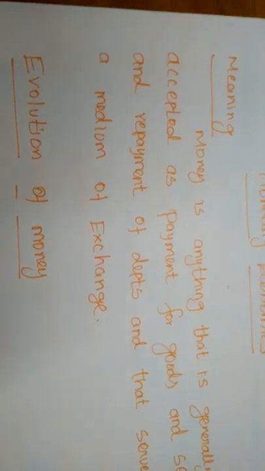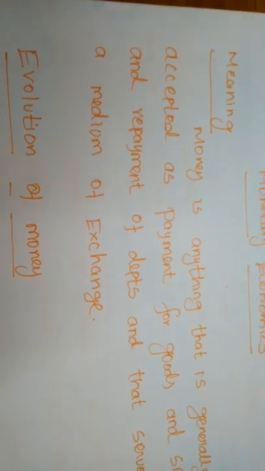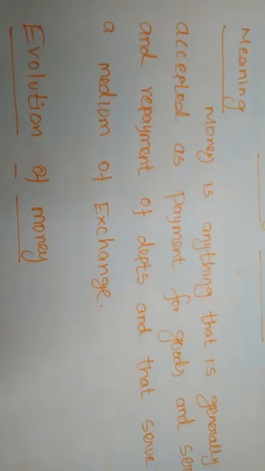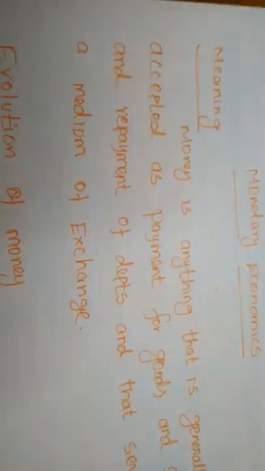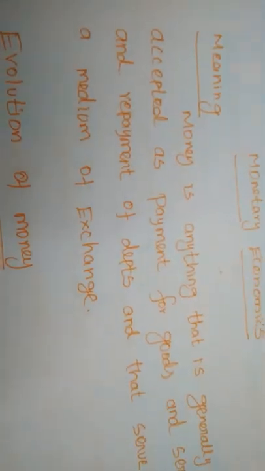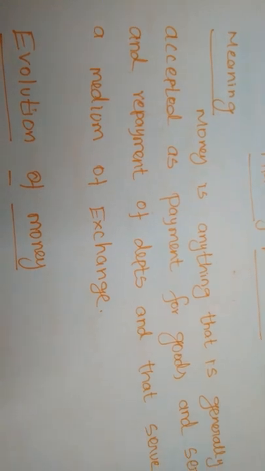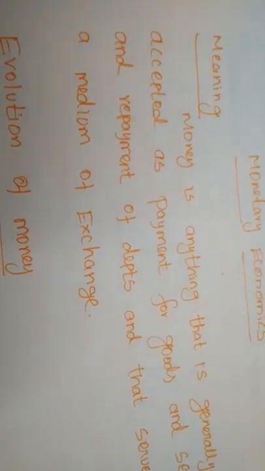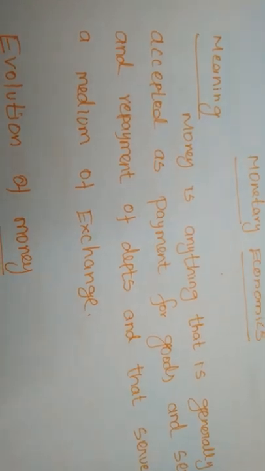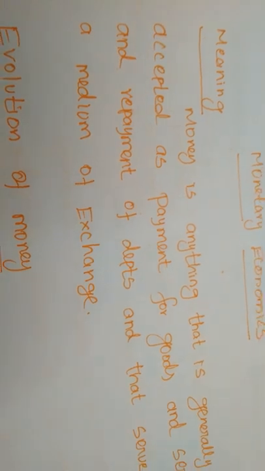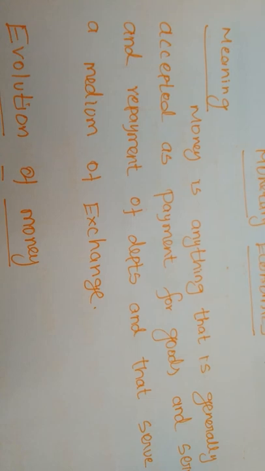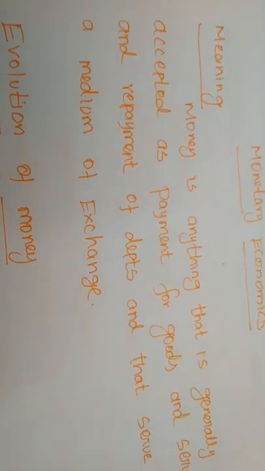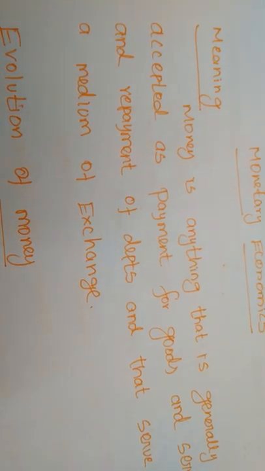Normally money is anything that is generally accepted as payment for goods and services and repayment of debts, and that serves as a medium of exchange. So money is anything that is generally accepted. For the purpose of purchasing or selling any commodity, we need something generally accepted. When we are involved in buying and selling, both buyer and seller need something as a general or common measure of value. That common measure of value also has to be accepted by both buyer and seller.